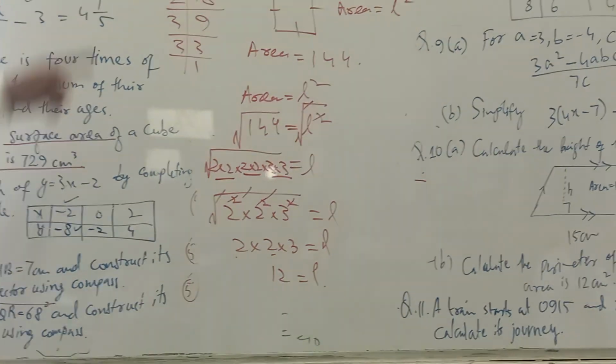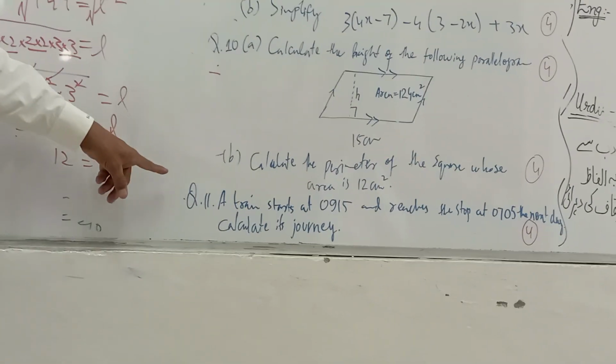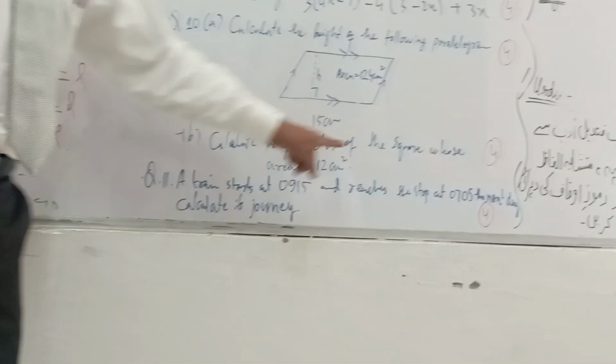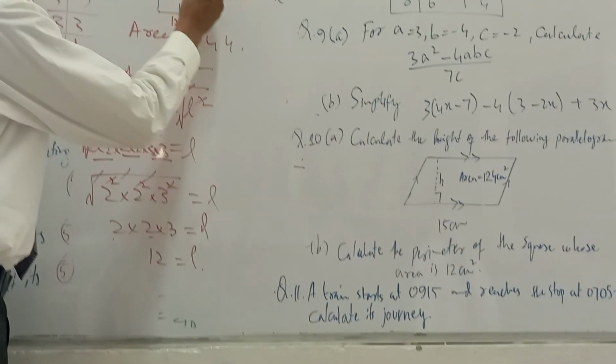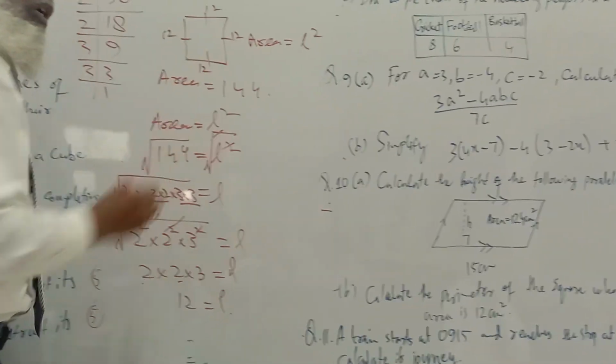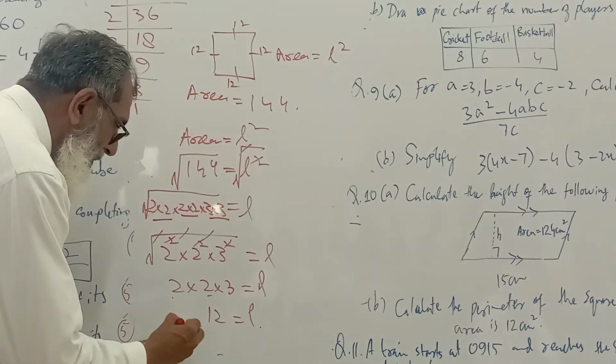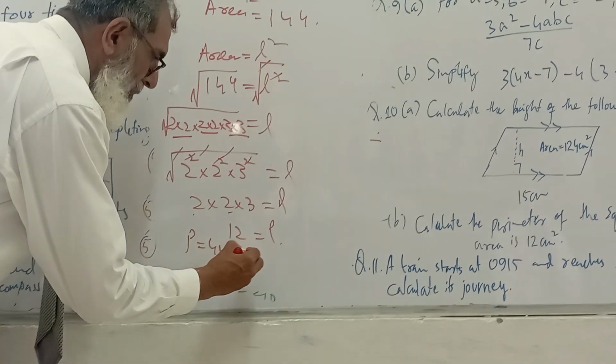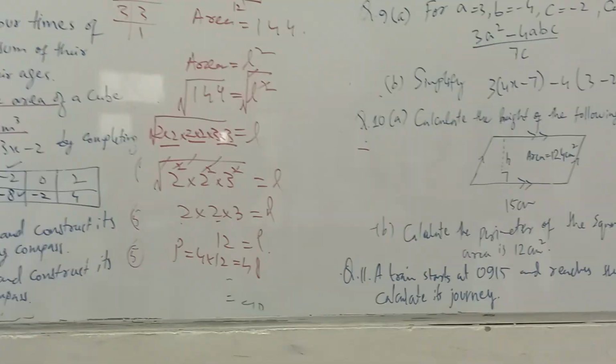So this is the length of the square, but this is not the end. It says find the perimeter. What is the perimeter? The sum of all sides. So this is 12, 12, 12, and 12. We can write it as perimeter is 4 times 12, which is 48.